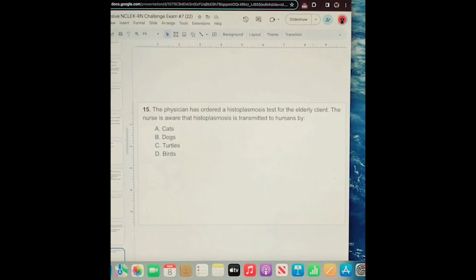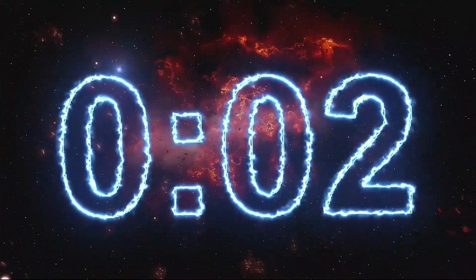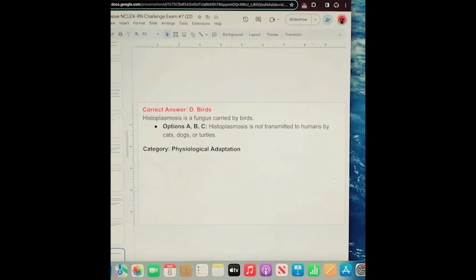Question 15. The physician has ordered a histoplasmosis test for the elderly client. The nurse is aware that histoplasmosis is transmitted to humans by what animal? Is it a cat, a dog, a turtle, or birds? What are we thinking? The answer is D. Histoplasmosis is a fungus carried by birds. But anyways, ladies and gentlemen, that's part of physiological adaptation, 11 to 17% on the NCLEX, which is the third largest section on the NCLEX exam.